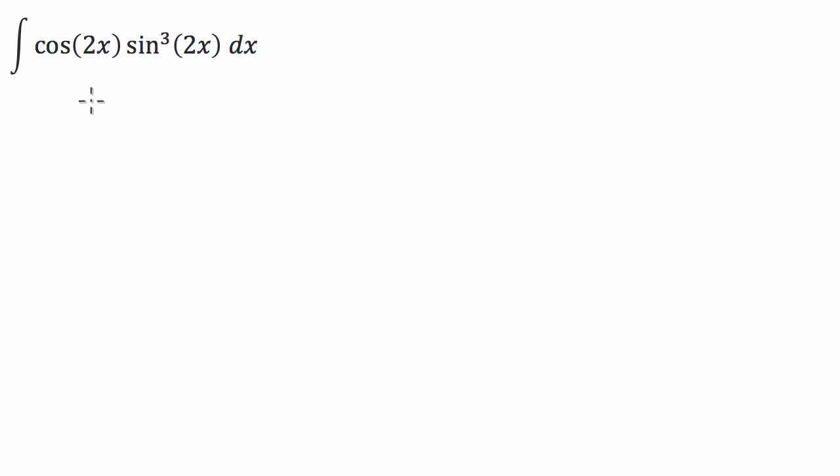So to start with guys, I'm going to substitute the 2x inside each of these trigonometric functions for u. So I'm going to have u equals 2x. Now because we're doing a u substitution, the next thing we have to do is take the differential of each of our substitutions. So here we're going to go du with respect to x, and that's equal to 2.